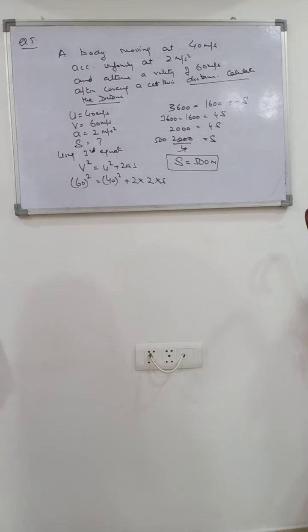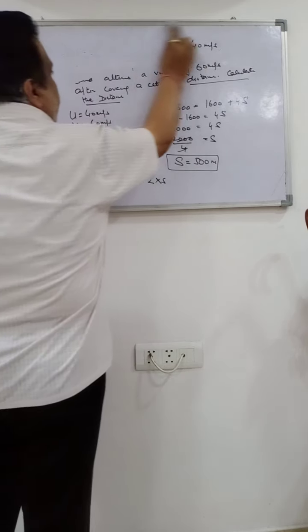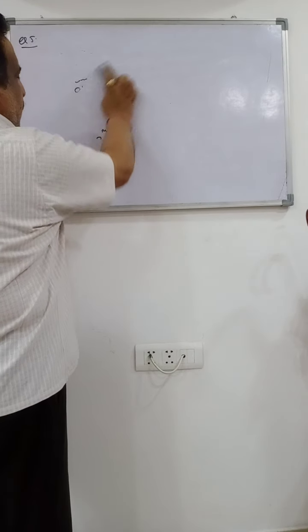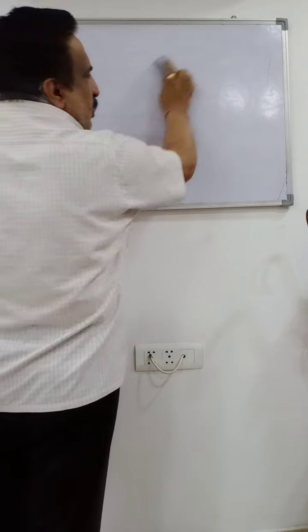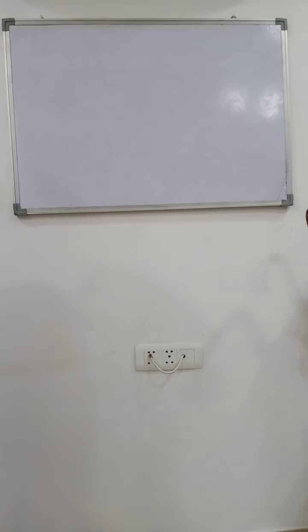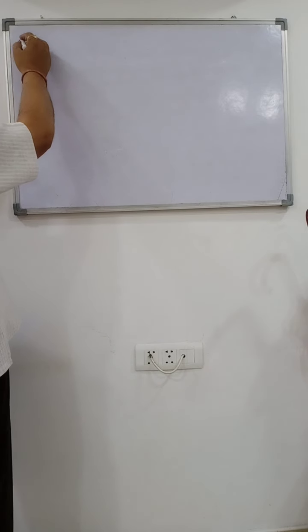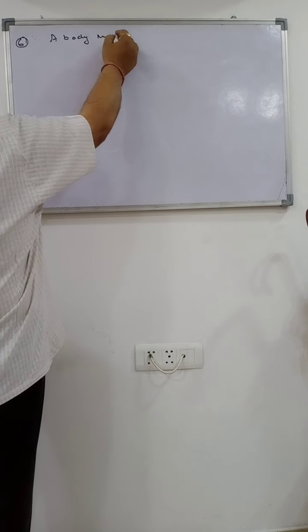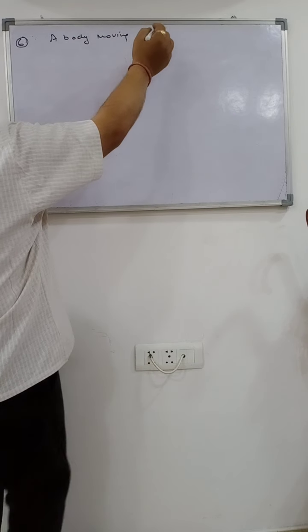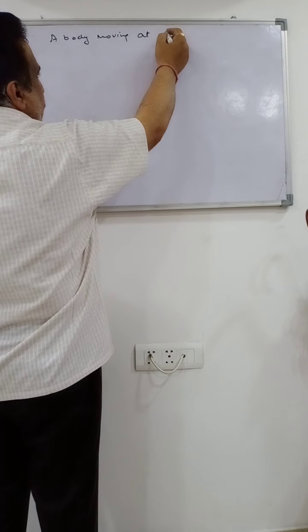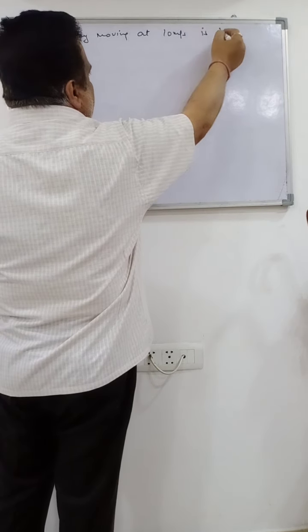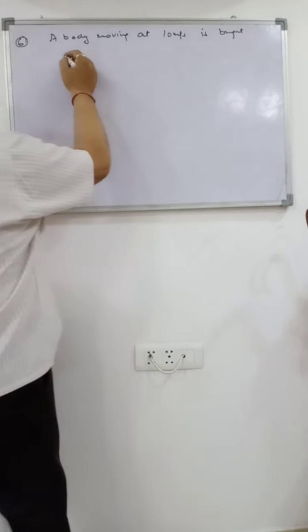Now moving on to the next question for today's class, question number 6, that is the numerical number 6. We'll do a lot and lots of numericals so that you don't have to do it from the book. Now see, 6.1. A body moving at 10 meter per second is brought to rest.